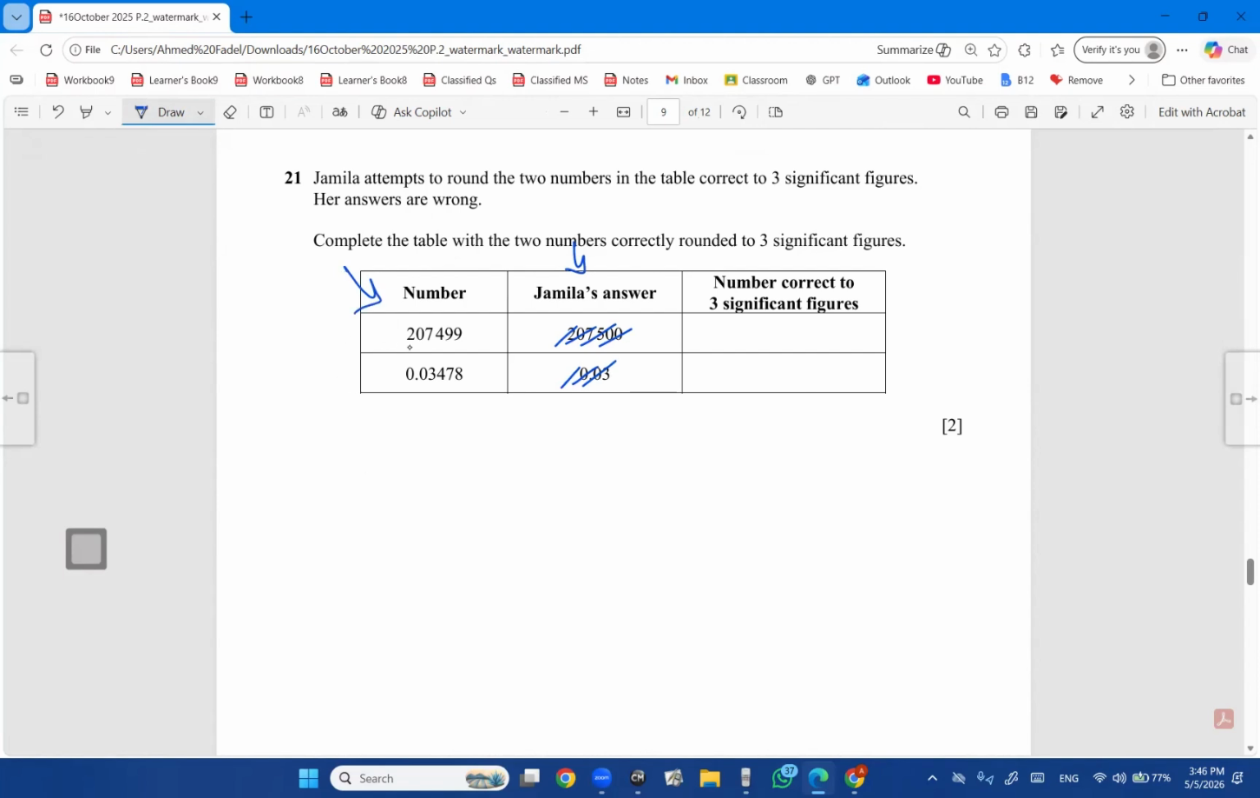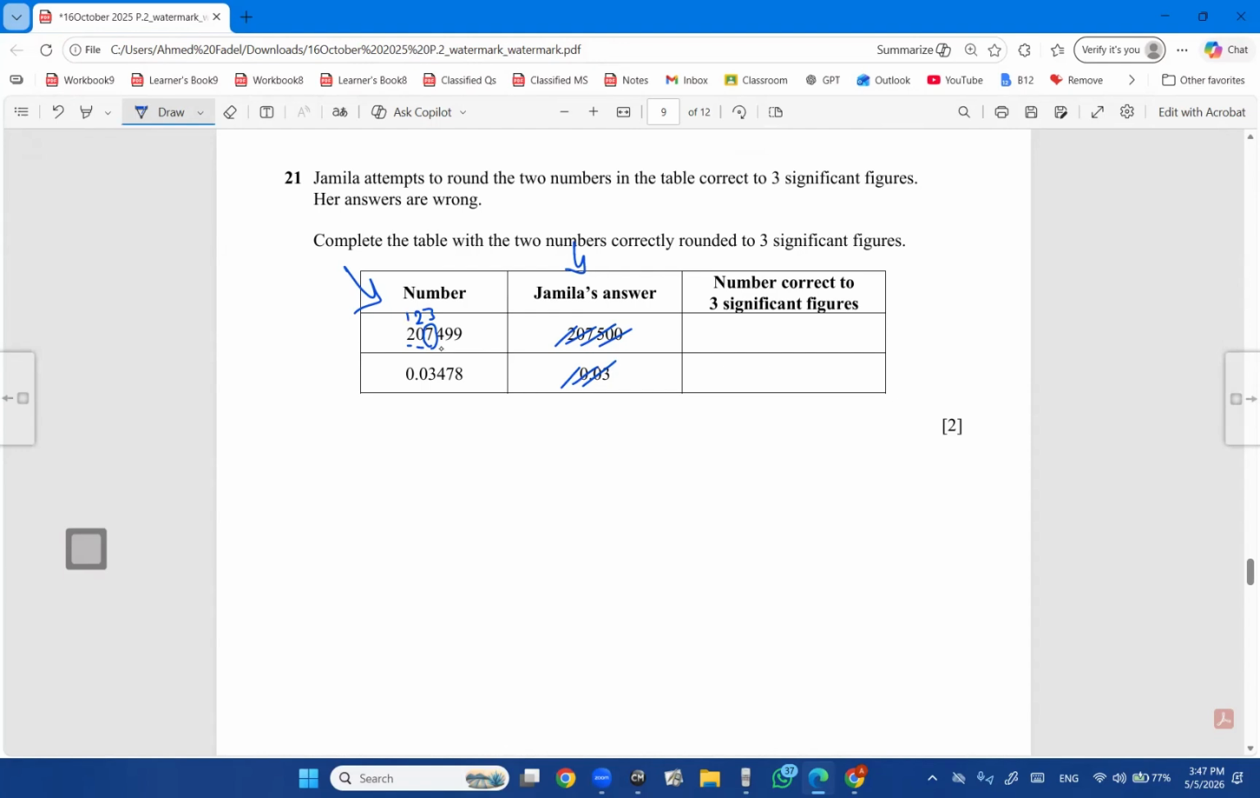So what are we supposed to do? I need first to determine where is the third significant figure. This is the first significant figure. The first significant figure is the first non-zero figure. After it is the second, even if it is a zero. Only the first figure cannot be a zero, but anything else can be a zero, fine. So the third significant figure is actually this.